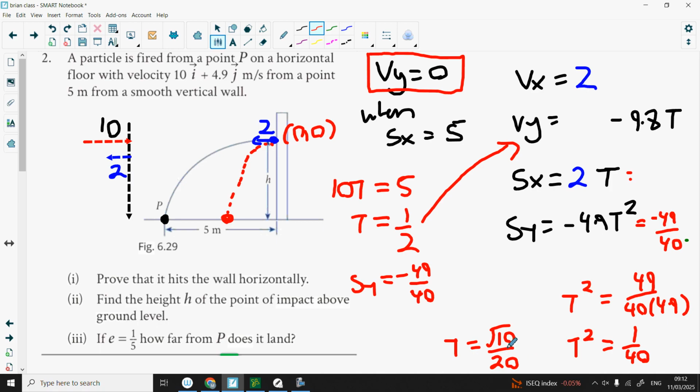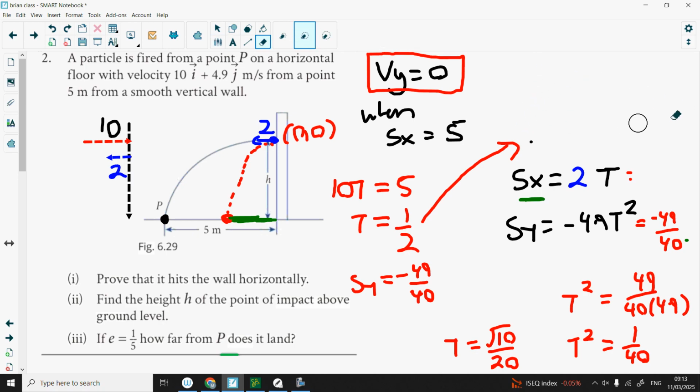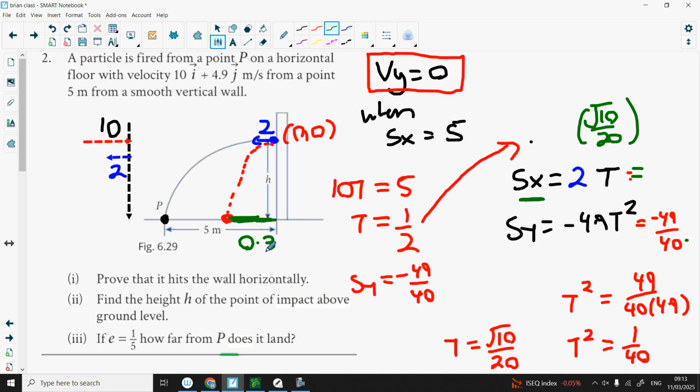Now, what do I need to put that into now? I need to find out what this green distance is. Everybody see that green distance from the wall? I have to find out what Sx is. So what am I going to do with Sx? Replace t with root 10 over 20, yeah? So what do you get? 2 times root 10 over 20? Square root of 10 over 10. Can you give it to me as a decimal? 0.316.